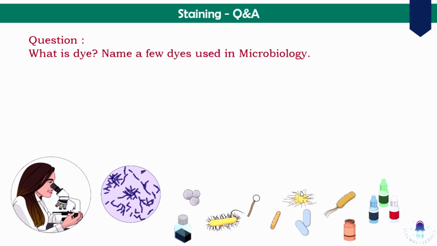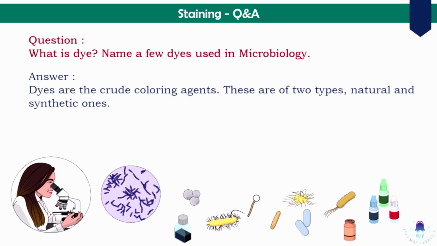Question: What is dye? Name a few dyes used in microbiology. Answer: Dyes are the crude coloring agents. These are of two types, natural and synthetic ones. For example, crystal violet and safranin.